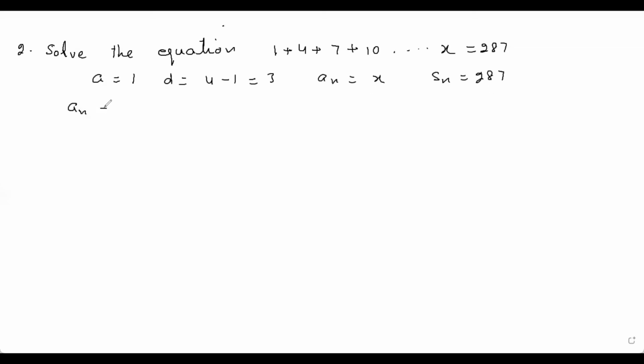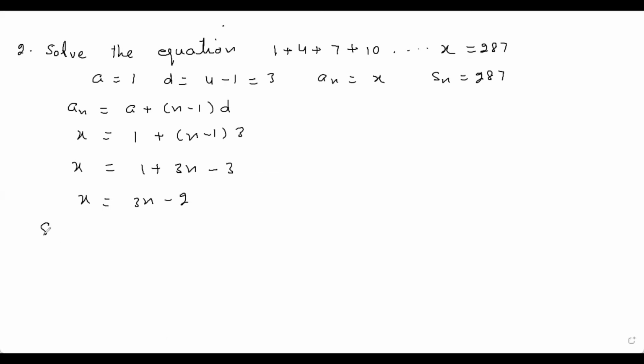First write the formula for an. An is a plus (n minus 1)d. An is x, a is 1, and d is equal to 3. So x is equal to 1 plus 3n minus 3. So x is equal to 3n minus 2.